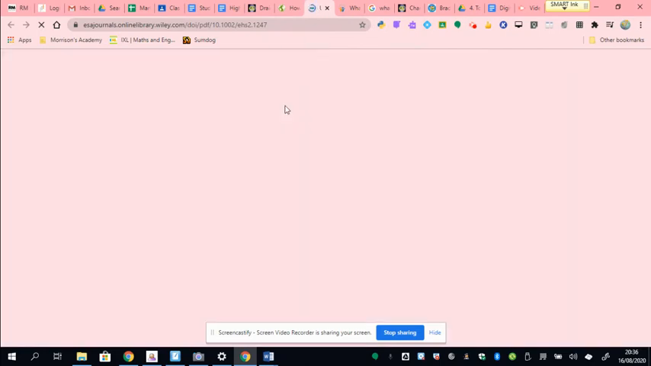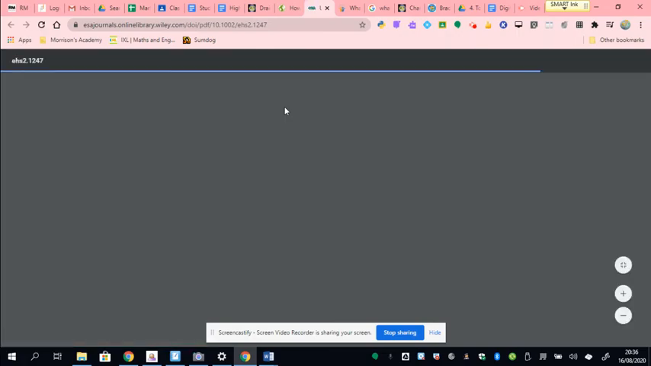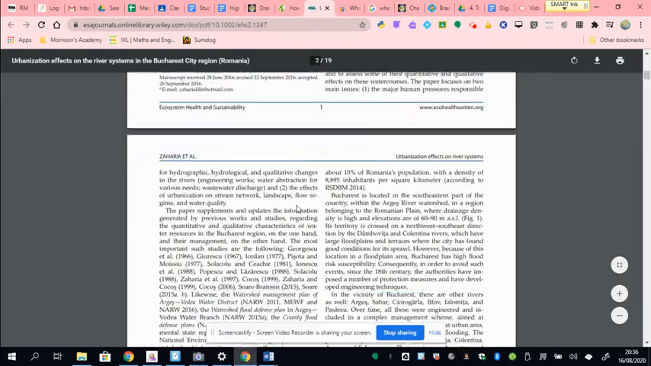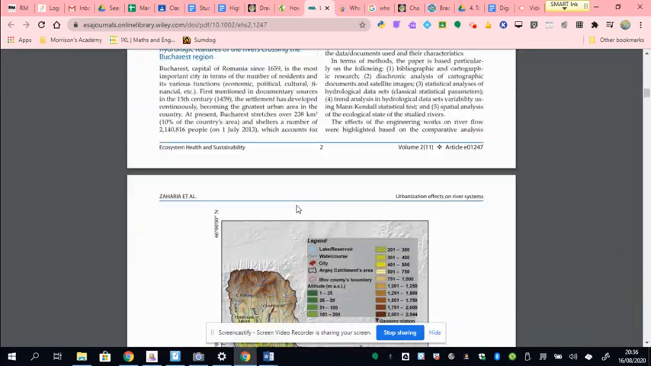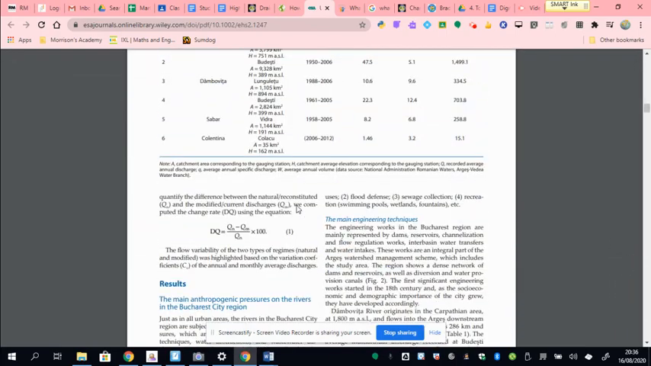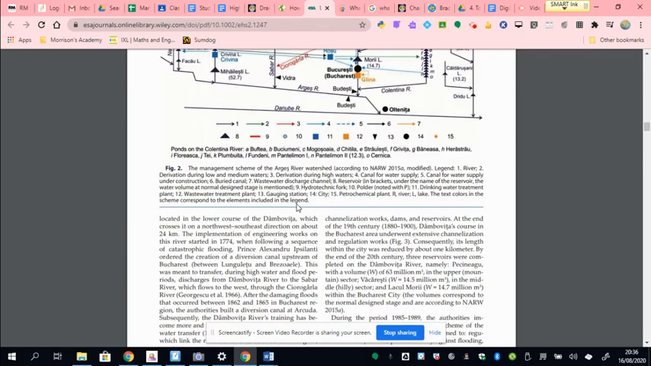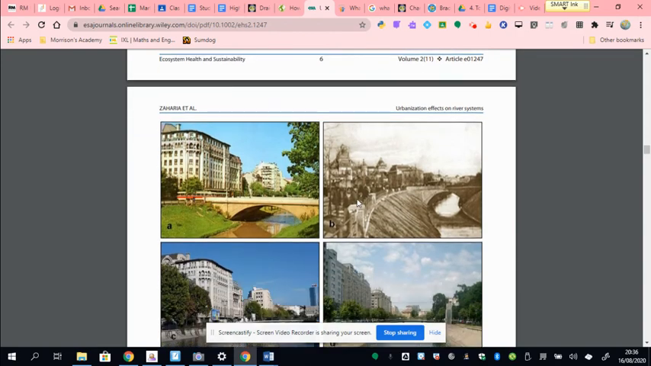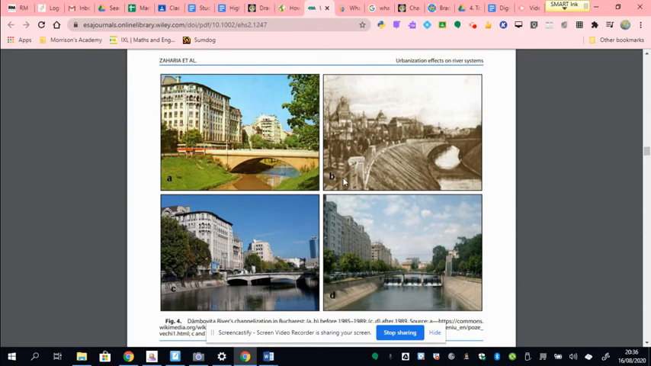Okay. Another factor that can influence the discharge of a river is this idea of urbanization. Okay. Now, this is an academic article that talks about how cities influence water. And in your main project, you are going to be exploring this issue because the river we are studying does flow through a city.